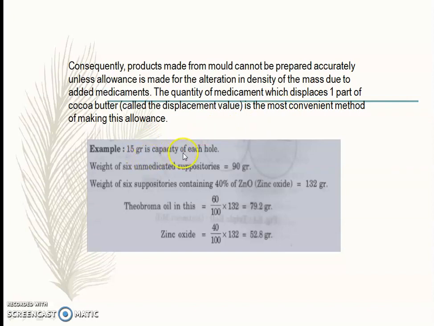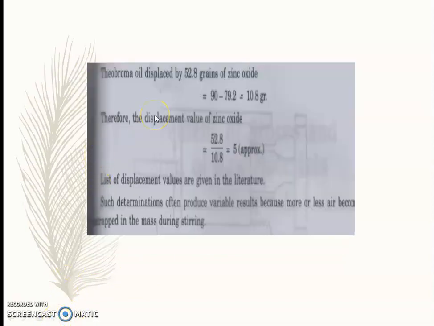So, 15 grain is the capacity of each hole. So the weight of 6 unmedicated suppositories becomes 90 grains. The weight of 6 suppositories containing 40% of zinc oxide is 132 grain. Theobroma oil in this is 60 divided by 100 into 132, which is 79.2 grain, and zinc oxide becomes 40 upon 100 into 132, which is equal to 52.8 grains. So theobroma oil displaced by 52.8 grains of zinc oxide becomes 90 minus 79.2, which is 10.8 grain.